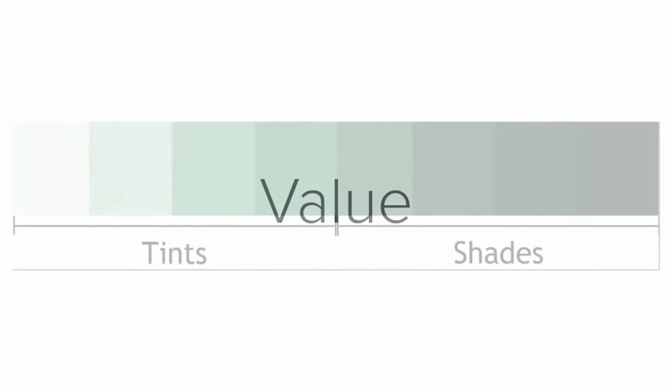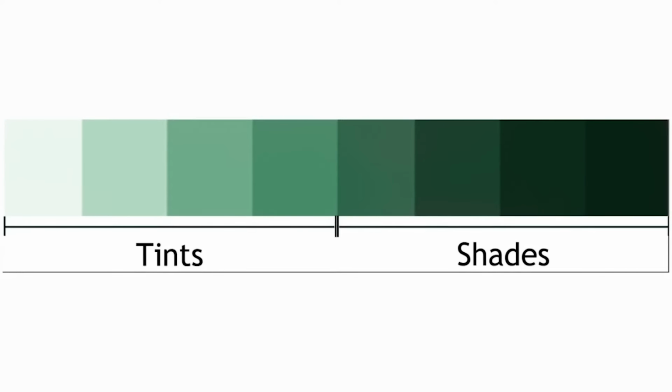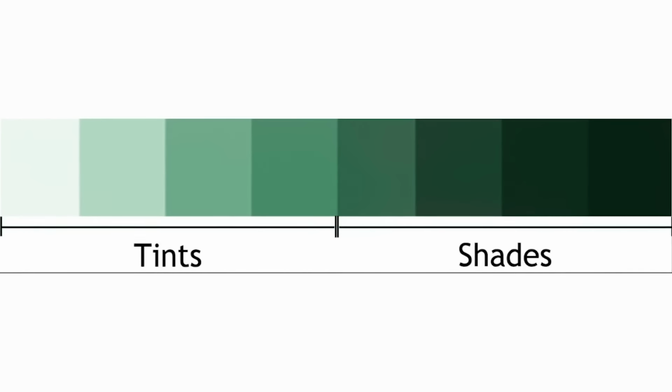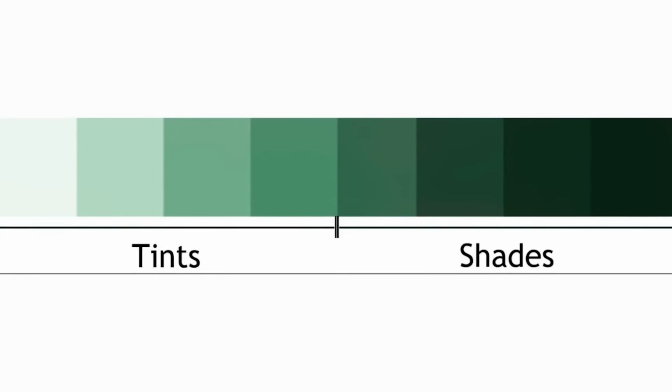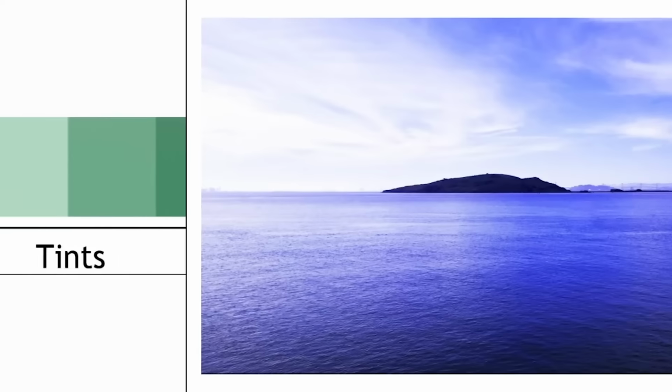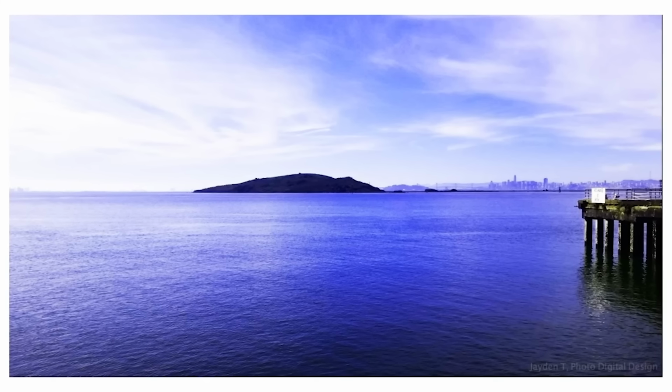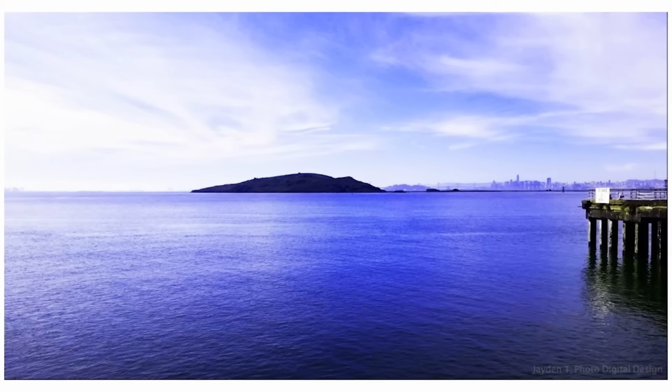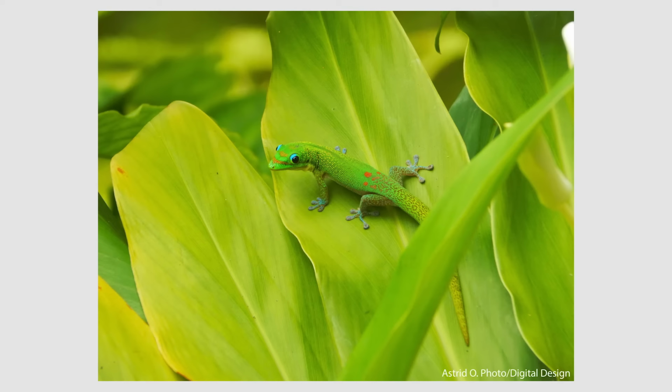Value refers to the lightness or darkness of a hue. If white is added to a hue, it's called a tint. If black or another dark color is added, it's called a shade. How many different tints and shades of blue do you see in this photograph? Monochromatic images are made up entirely of tints and shades of one single color.